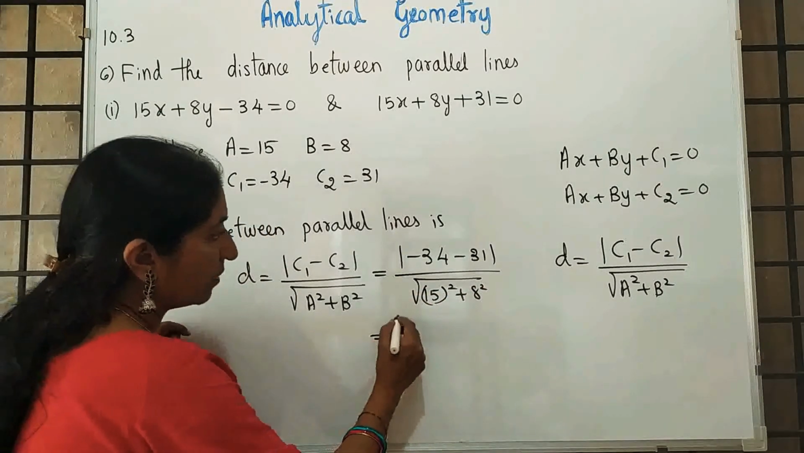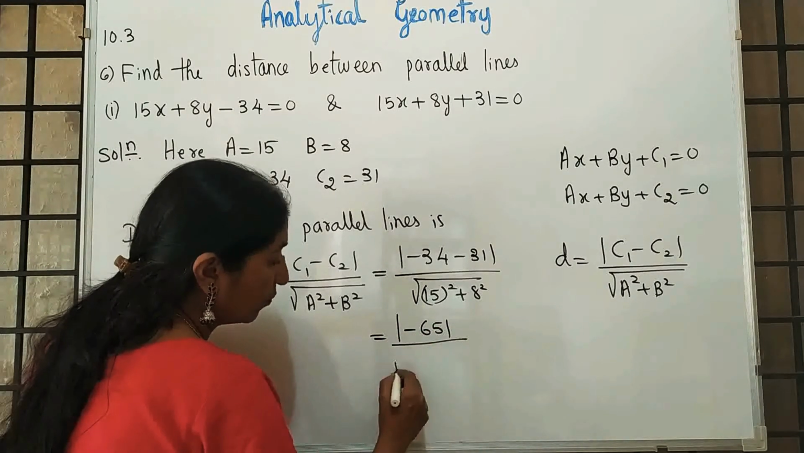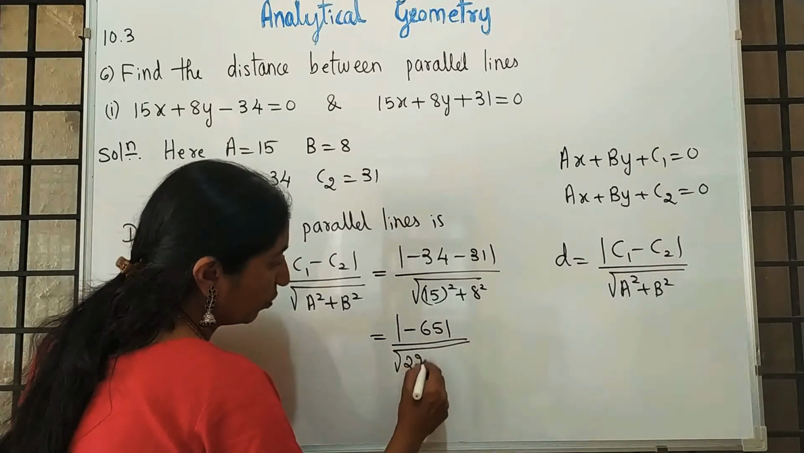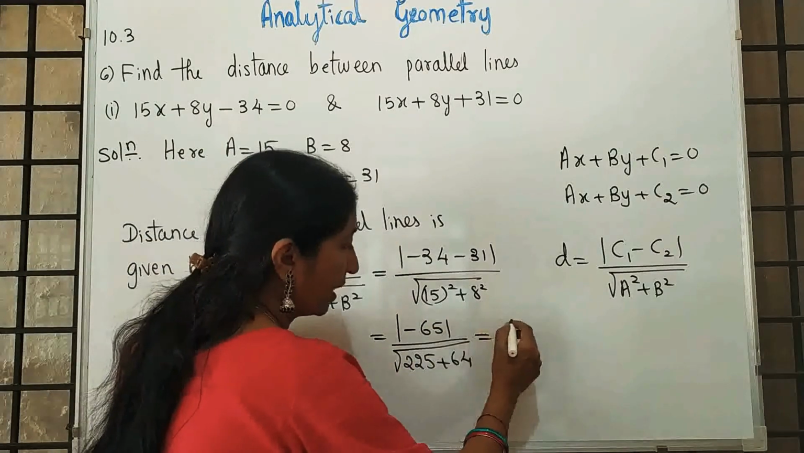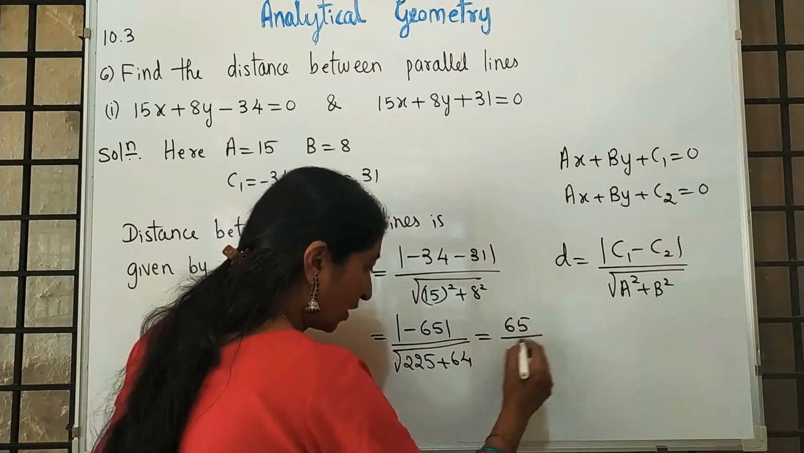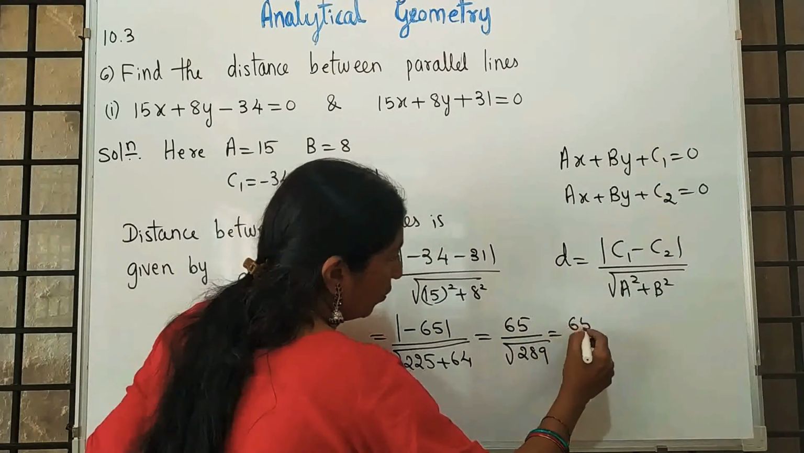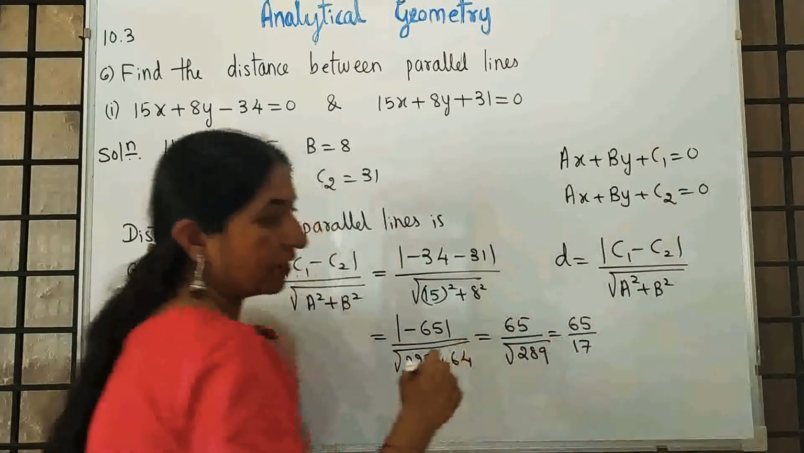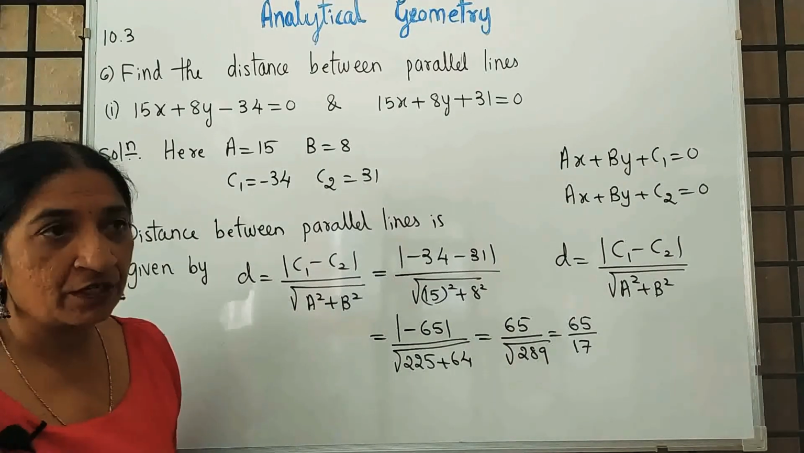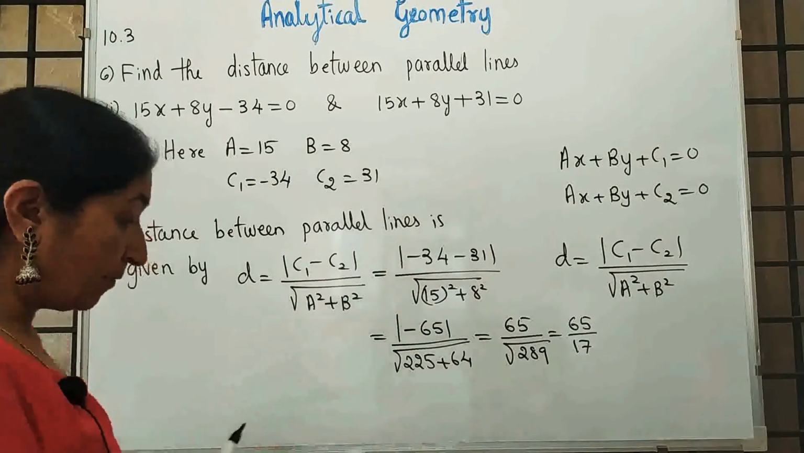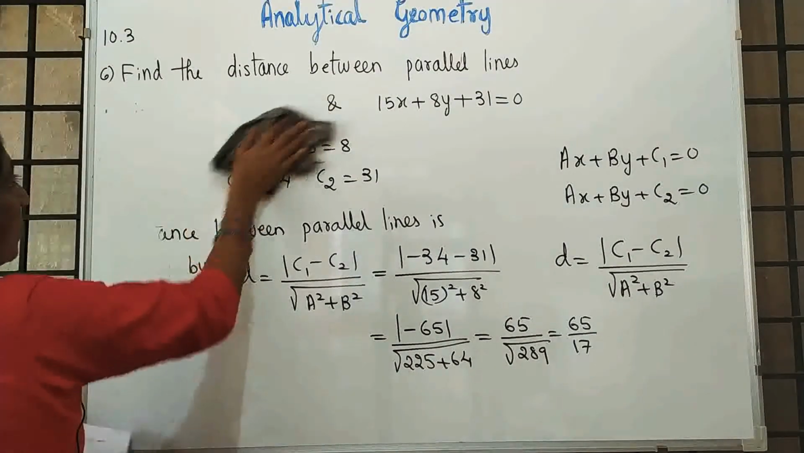What is your answer? Modulus of minus 65 upon root of 15 square is 225, 8 square is 64. Modulus helps you to remove the negative sign, and it is root of 289. Square root of 289 is 17. Is it correct or what? If any cancellation, go for that cancellation, otherwise keep as it is. In the same category, the second question. Find the distance between.